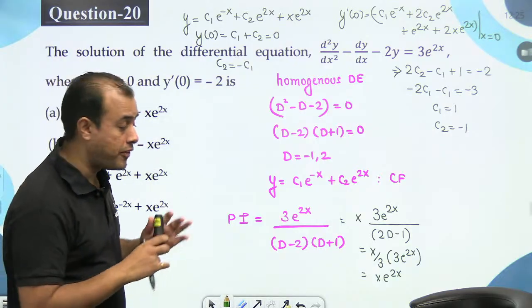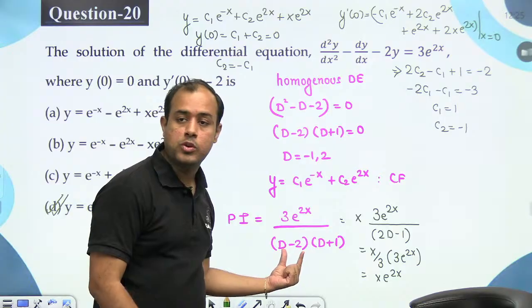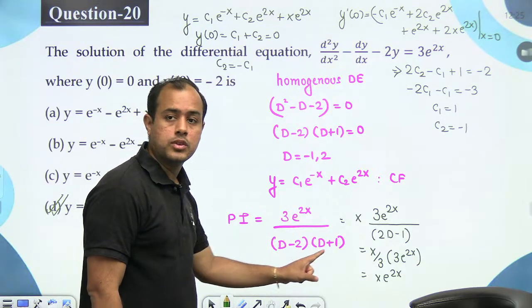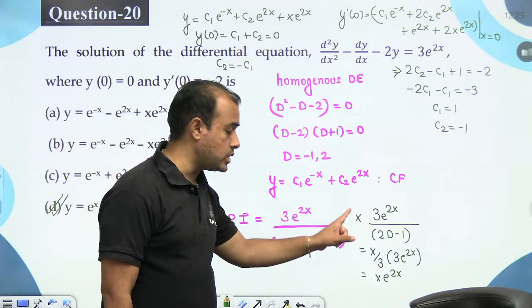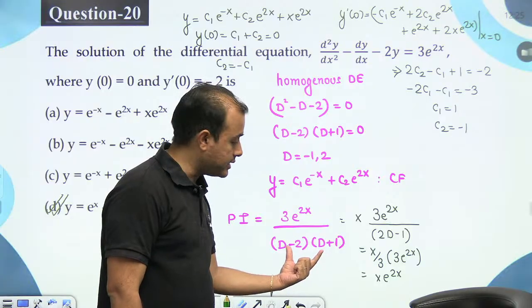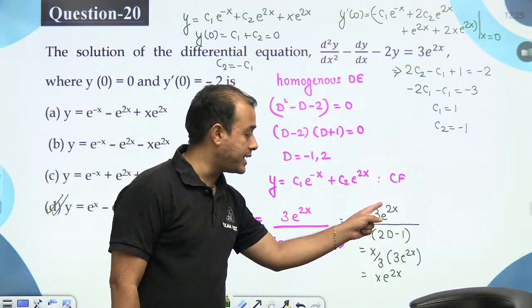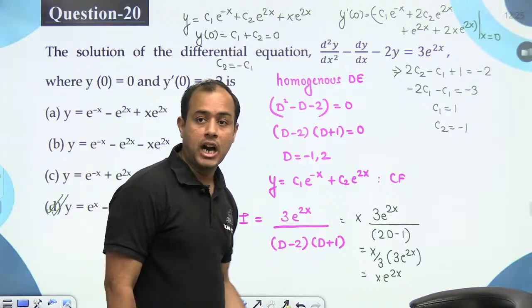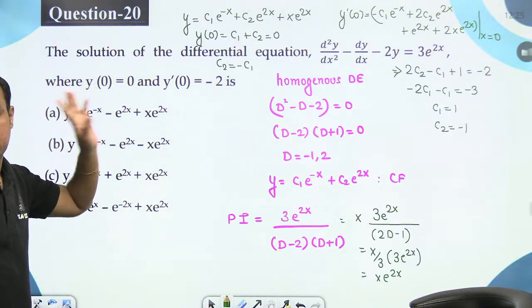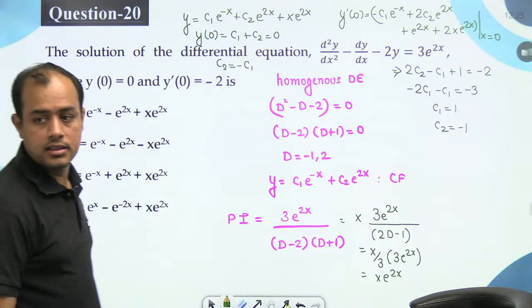Whenever you have the function e to the power ax, to find the particular integral, directly you can put D equal to a. But when I put D equal to 2, this will become 0. In that scenario, we multiply by x and take the derivative of the characteristic polynomial. Now I can put D equal to a. Now there are two unknowns, C1 and C2, which I will find using the initial conditions. So the answer is D.